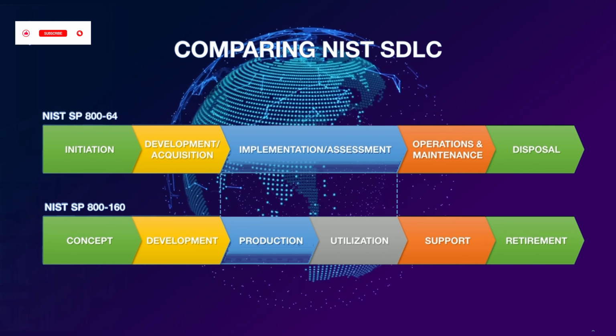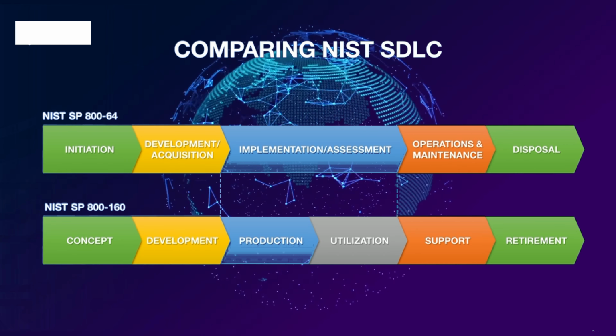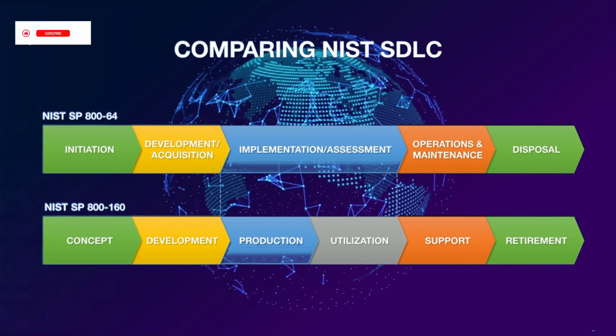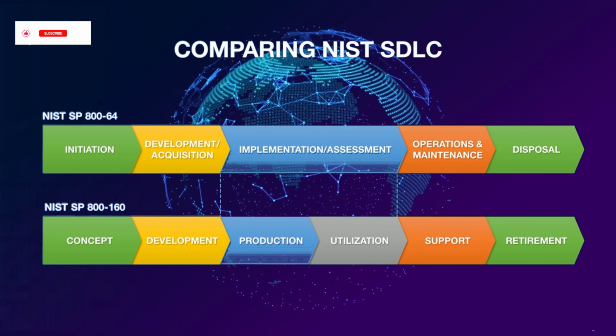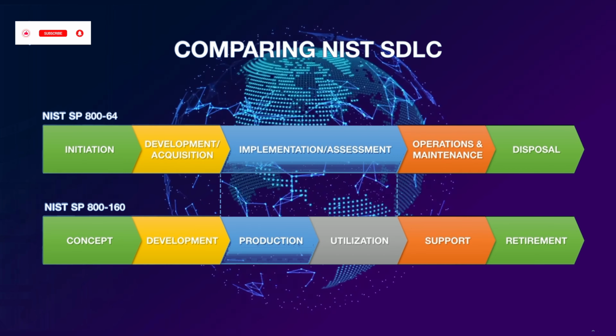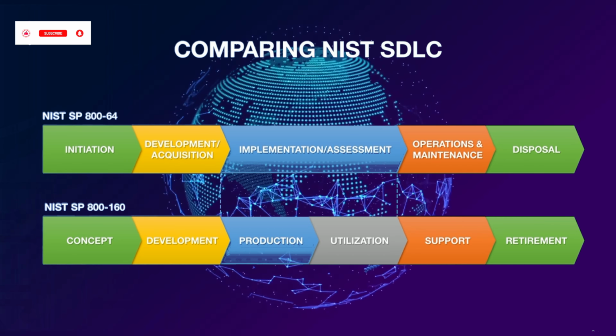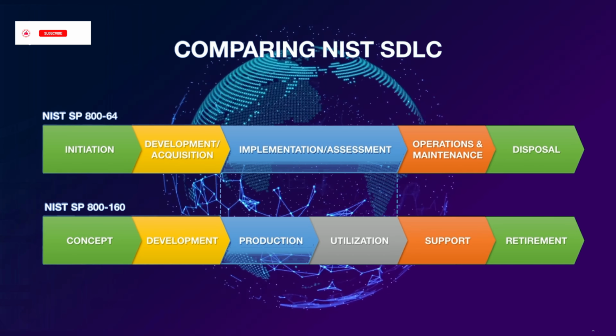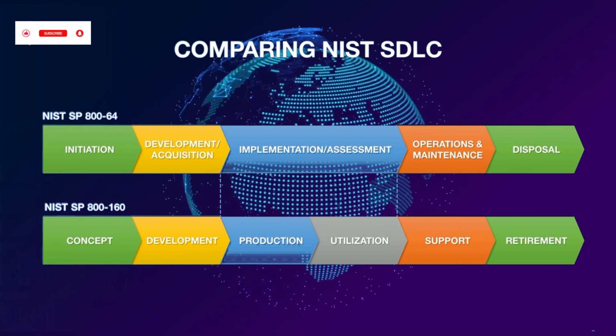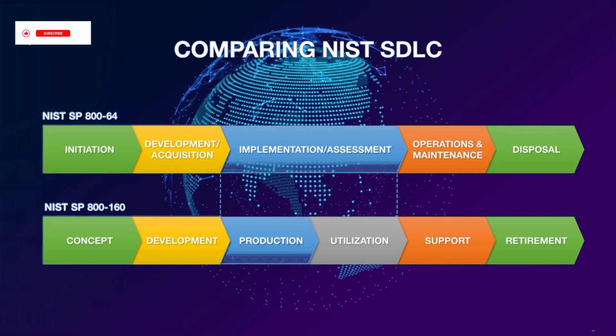Then in the implementation and assessment phase, you have production, where we are actually implementing, and utilization is the deployment. That's when we are going to roll it out into production or operations. And then we have O&M. And here we have support, which is basically the same thing. And then we have disposal, and go figure, we have retirement. The process really has not changed that much because in reality, it really can't. From inception to destruction, it's pretty much the same process. They are just calling it different things.